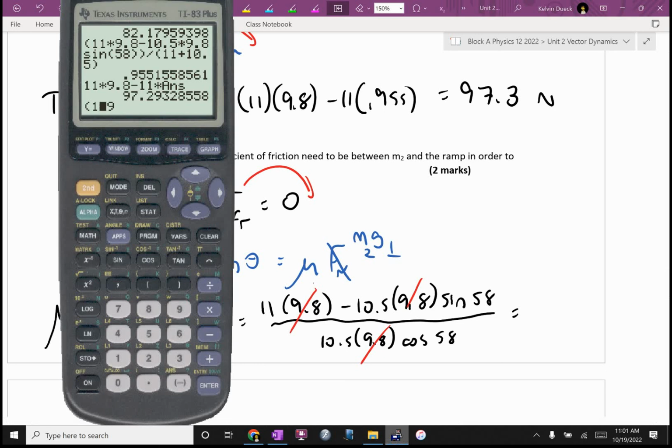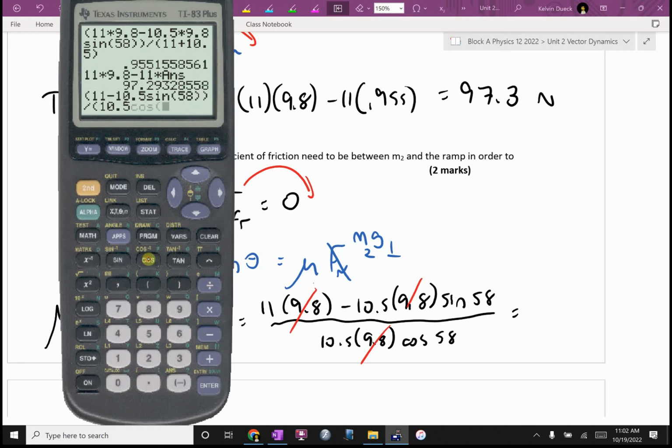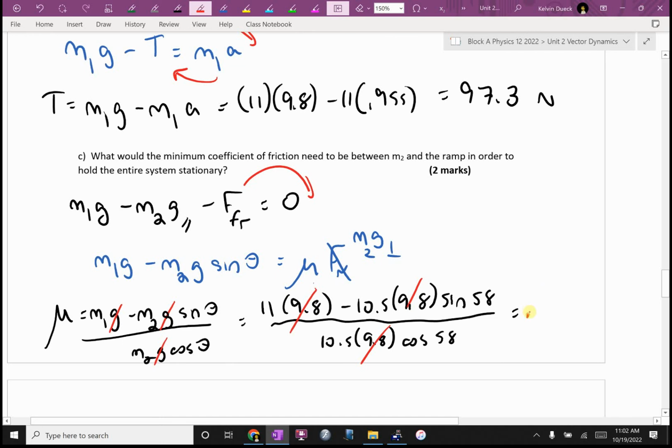11 minus 10.5 sine 58, close bracket, divided by bracket 10.5 cos 58. And I get, did you all get 0.377? People nodding? Units, no units.